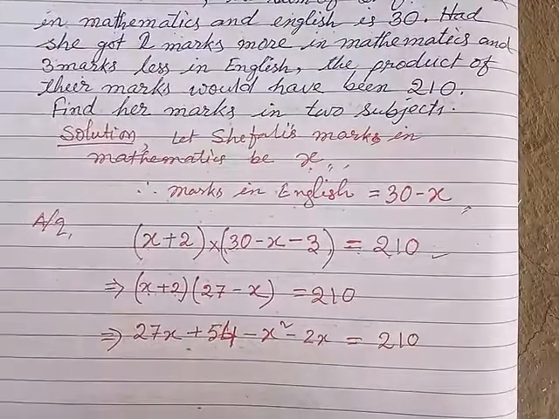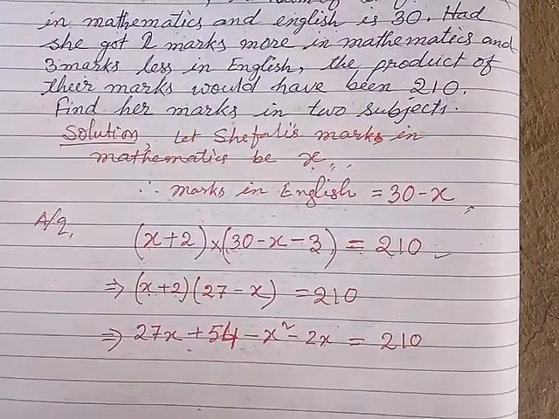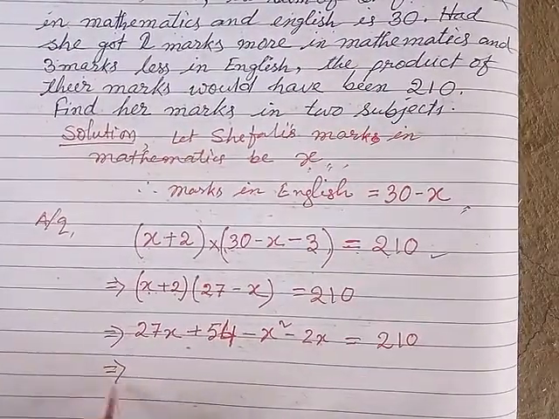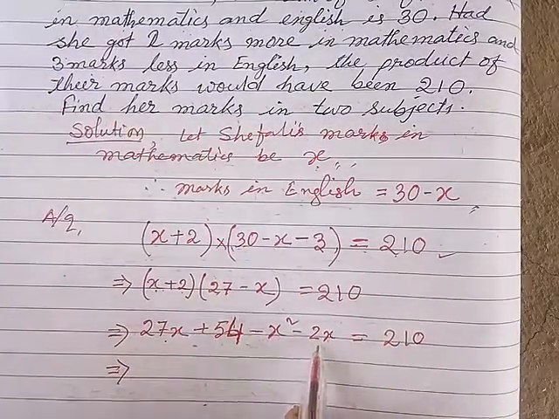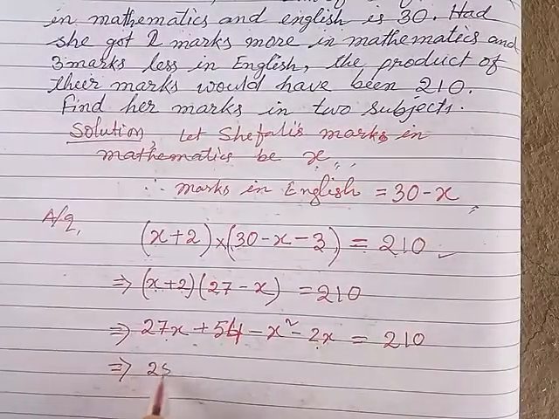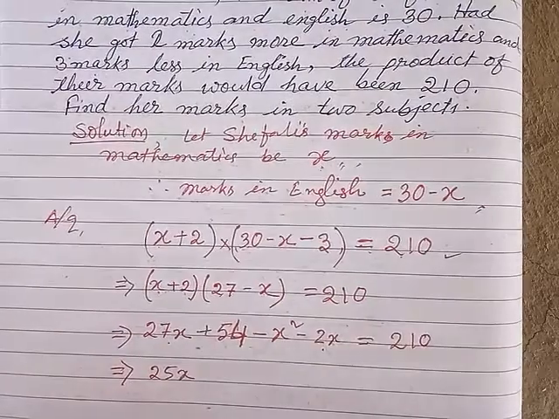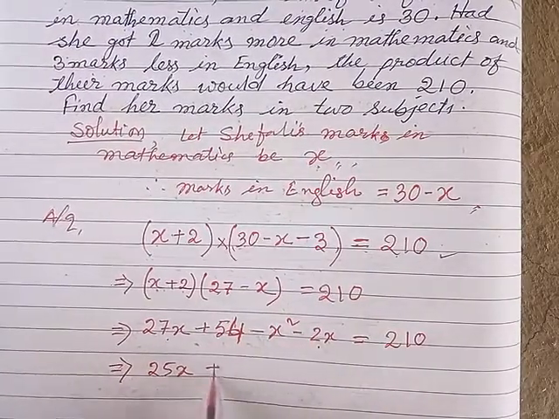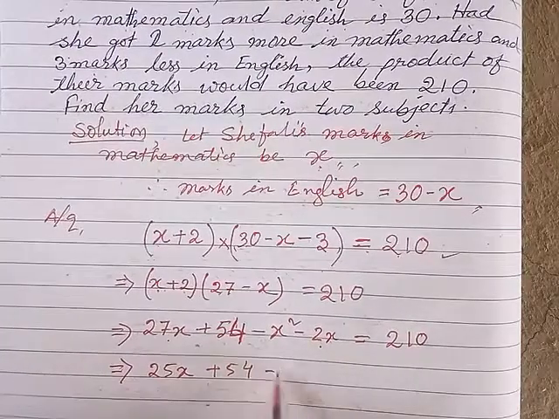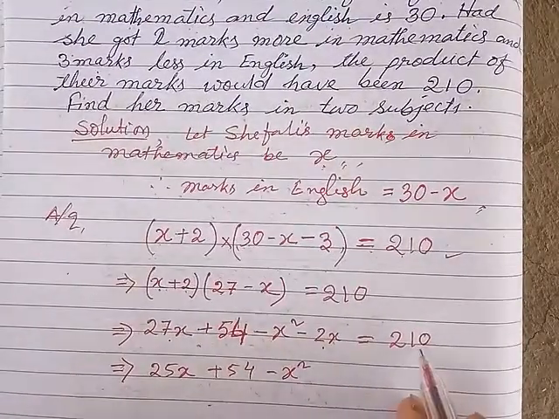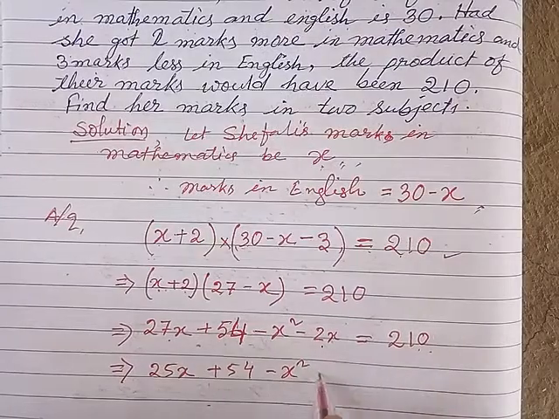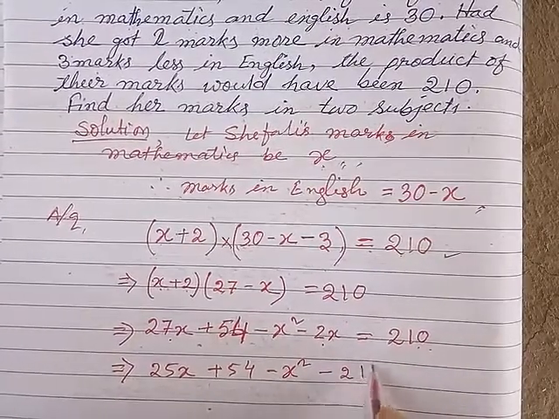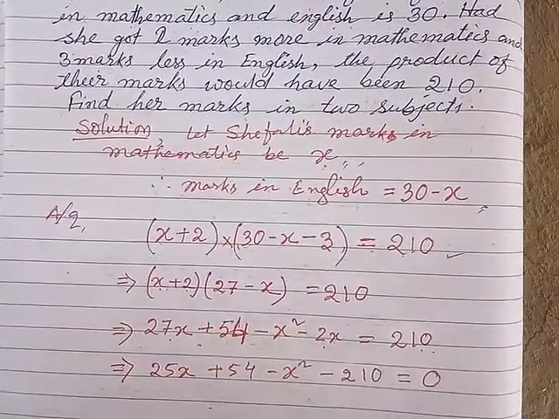Okay, let us make it simple. 27x minus 2x will be 25x, and plus 54 minus x square, and let us bring this 210 to the left side. It will be minus 210. Outside remains nothing, that is 0.